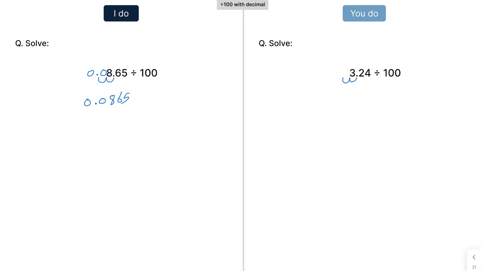Now with this one, we're going to hop twice. 1, 2. The decimal is there. We're going to include a 0 in the empty space and a 0 at the front. So that's 0.0324. Again, we're going to practice another one of these. So we're going to hop once, twice. The decimal goes there. We put a 0 there and a 0 at the front.